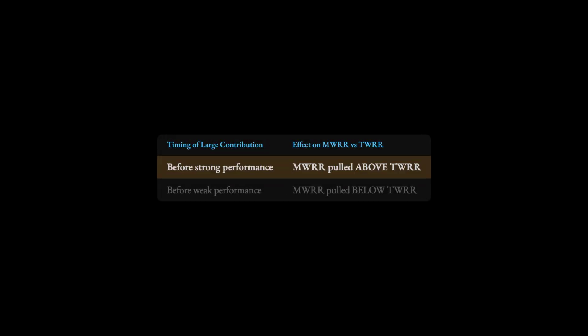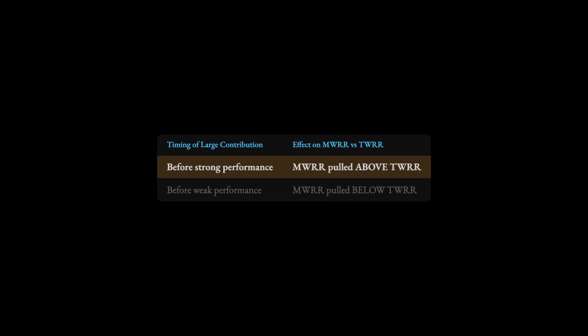Notice the gap. TWRR was 21%, but MWRR was only 11.7%. Why? Because more money was invested before the good second period. MWRR actually gets pulled up relative to each subperiod, but it still differs from TWRR because it weights dollars, not time. Here's the key rule.